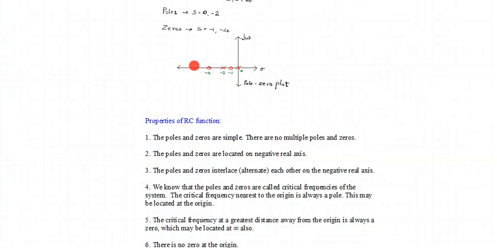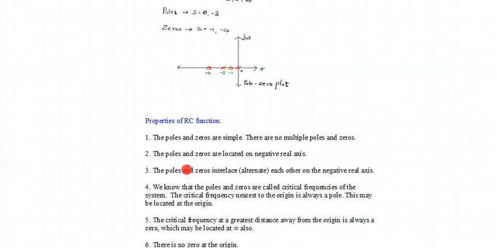Okay, this part is the positive real part of sigma, and this part on the left hand side is the negative real part of sigma. And where are all the poles and zeros lying? All the poles and zeros are lying on the negative real axis of sigma. Right? This is the second property of RC function.